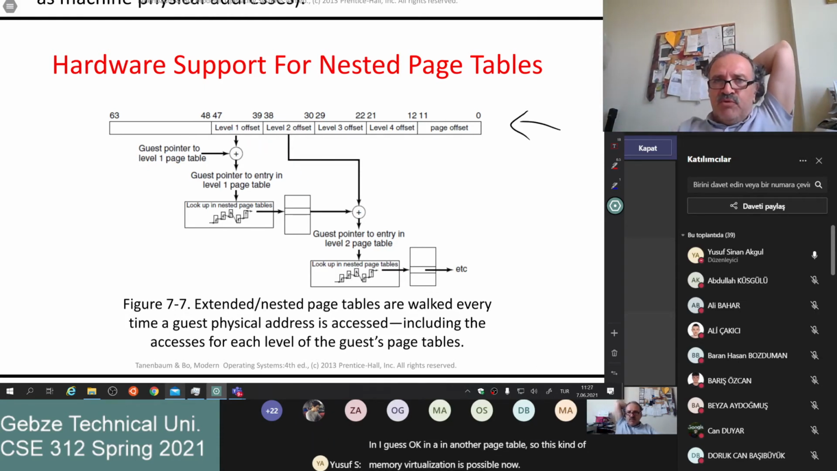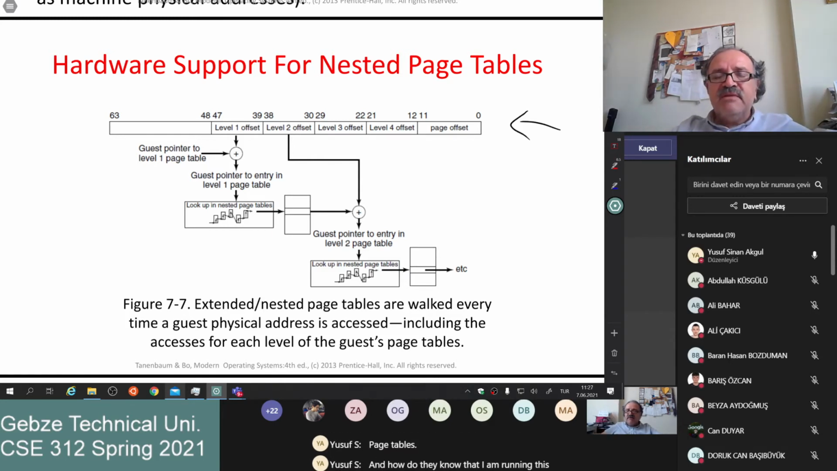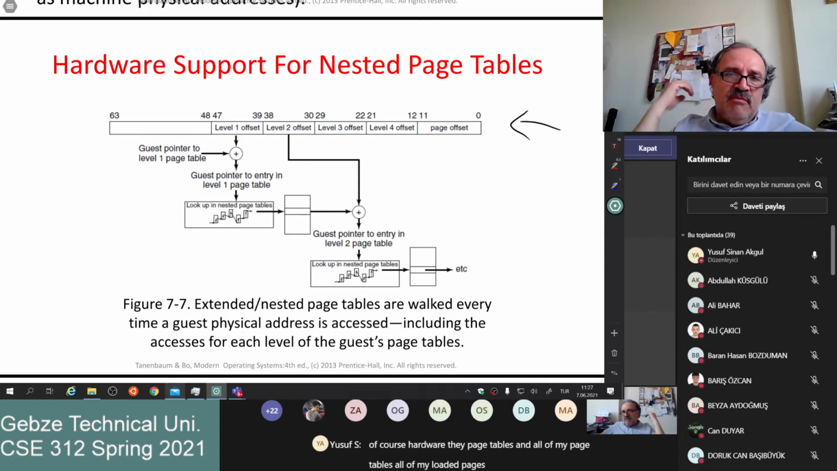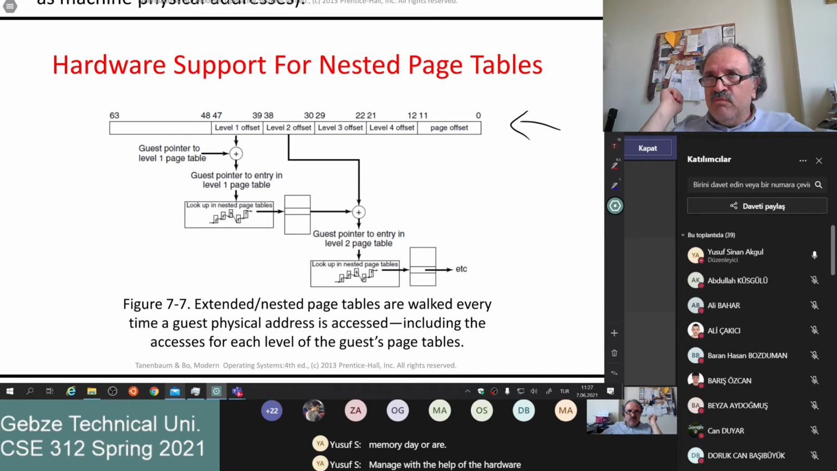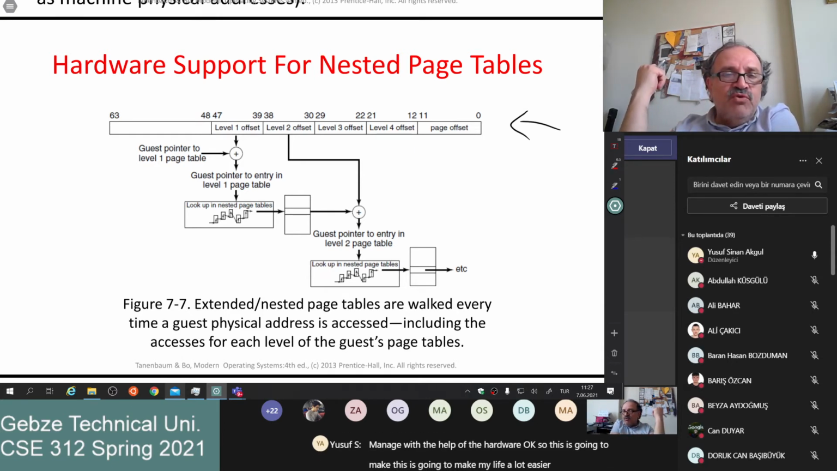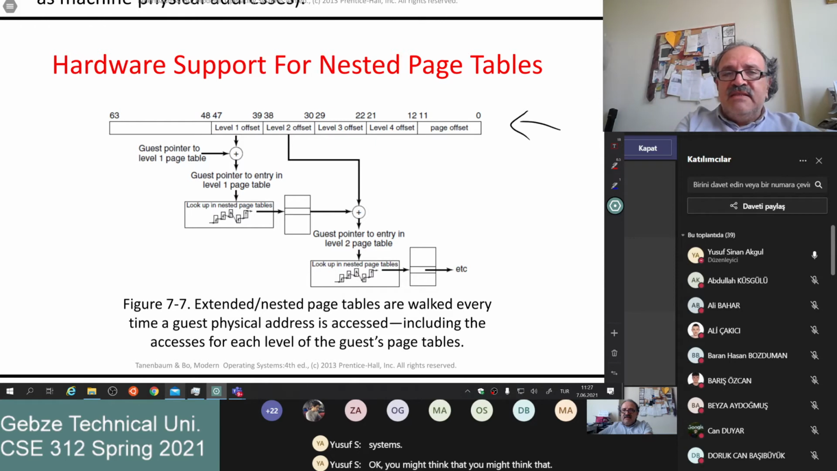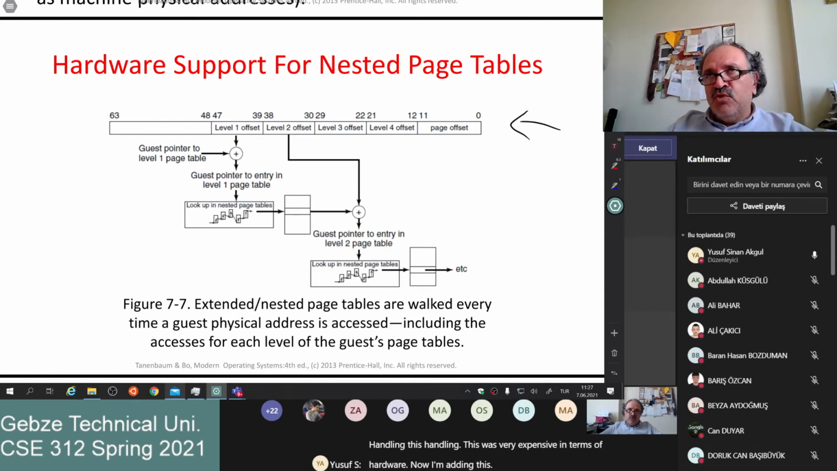Okay, so this is hardware support for nested page tables, and the hardware knows that I am running in this virtualized environment, and it makes the necessary adjustments. All of my page tables, all of my loaded pages, physical memory and logical memory, they all are managed with the help of the hardware. Okay, so this is going to make my life a lot easier in terms of virtualizing the memory for the guest operating systems. You might think that handling this was very expensive in terms of hardware. Now I am adding this, but that's the cost of making progress nowadays.